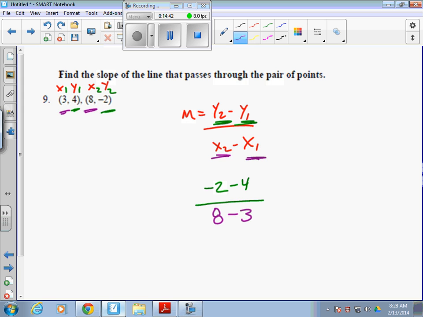Negative 2 minus 4 is negative 6. 8 minus 3 is 5. There's no number that goes into both 6 and 5. Your slope is negative 6/5.